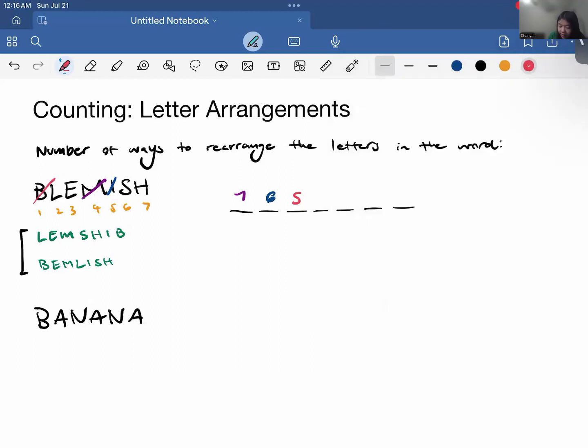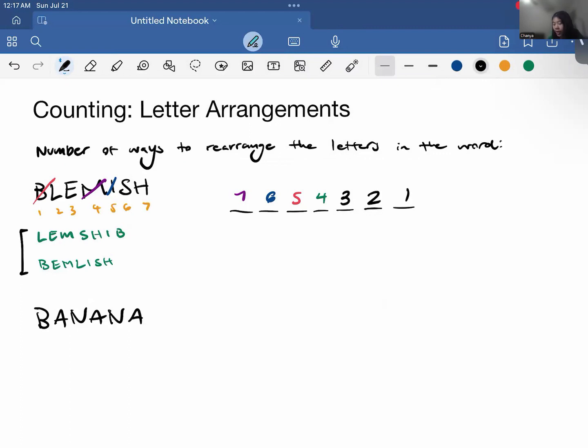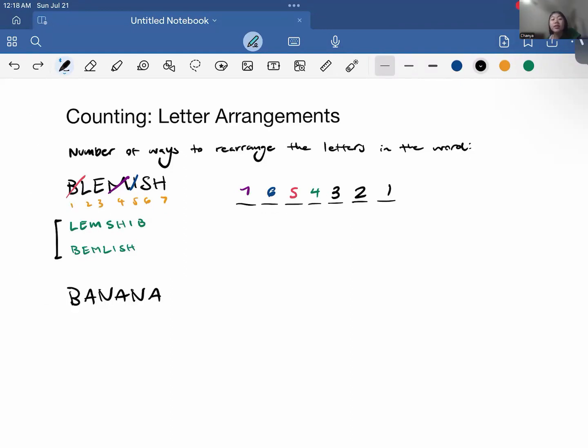So let's say I use the B for the third letter. So for the fourth letter, I have 1, 2, 3, 4 options left. Only 4 options left. And you can see where this is going here, right? So this is going to be 3 options left for the fifth letter, 2 options left for the sixth letter, and only 1 option left for the seventh letter, right? As the number of ways to rearrange these letters is basically all of these values multiplied together. So it's basically 7 times 6 times 5 times 4 times 3 times 2 times 1, right?